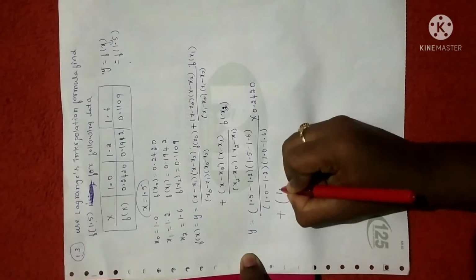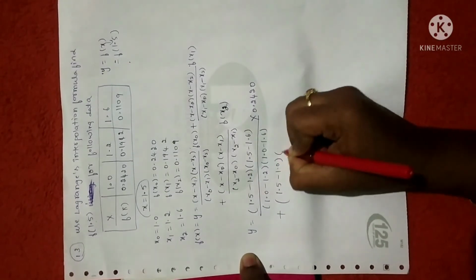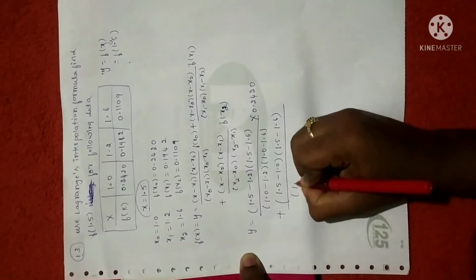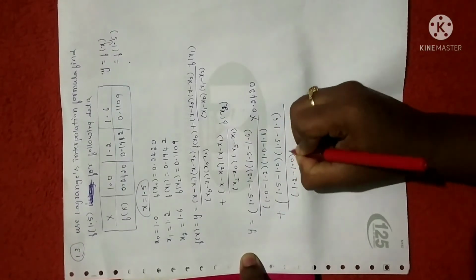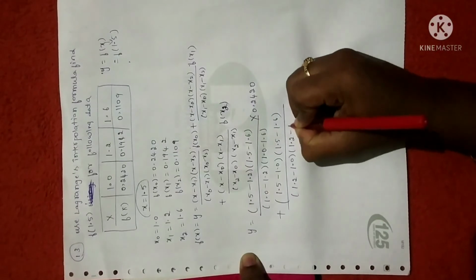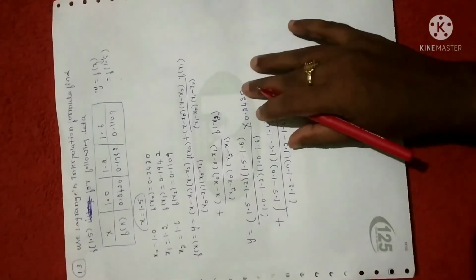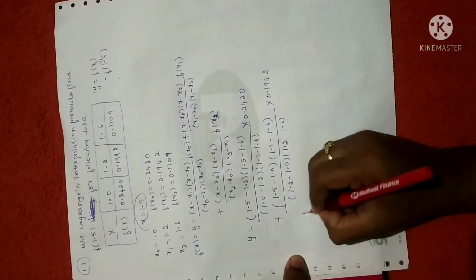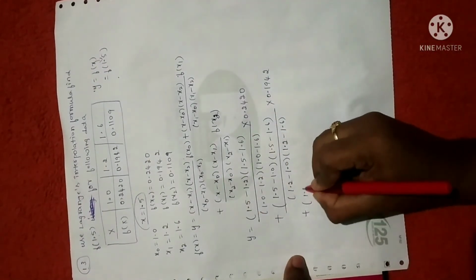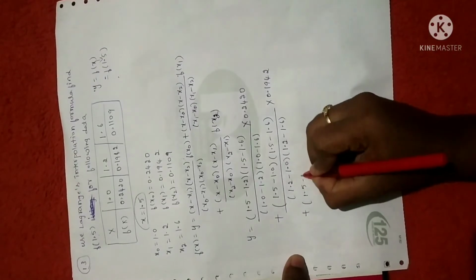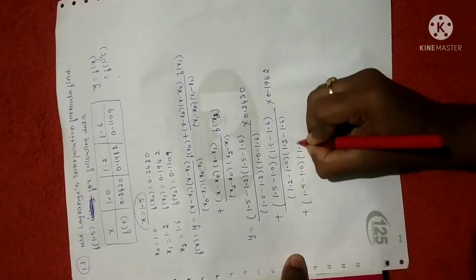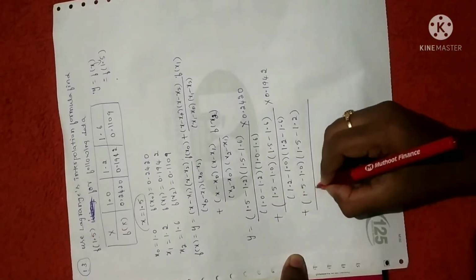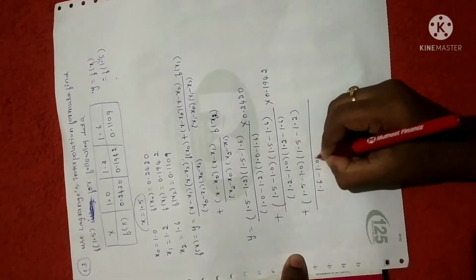Plus second term. I'll write here 1.5 minus 1.0. X is 1.5 minus x2 is 1.6 divided by x1 is 1.2 minus x0 is 1.0. Again x1 is 1.2 minus x2 is 1.6 into f of x1. F of x1 is 0.1942 plus again third term, x is 1.5 minus x0 is 1.0. X is 1.5 minus x1 is 1.2. Again x2 is 1.6 minus x0 is 1.0.